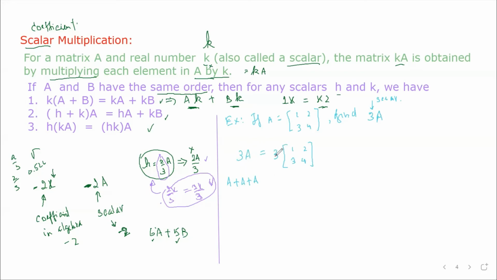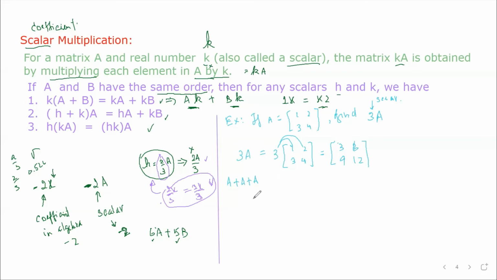We can write it this way, combined, then write the scalar in the front. So you just multiply in: 3 times 1 here, 3 times 2 here, so it becomes 3 and 6. And 3 times 3 becomes 9, 3 times 4 becomes 12. So this is the answer for the matrix 3A. You can do it that way.